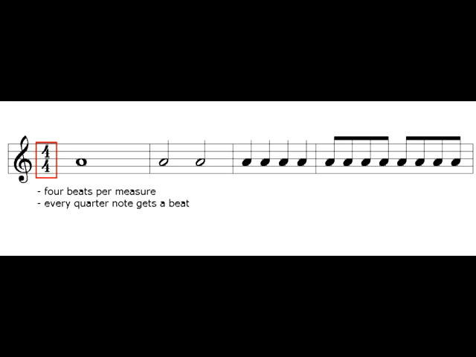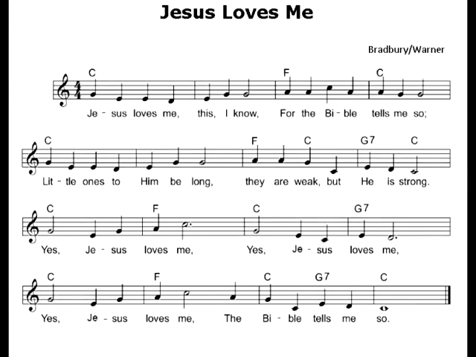The upper number tells us that each measure gets 4 beats. The lower number tells us that each quarter note gets 1 beat. This is probably the most common time signature in modern music. Other time signatures such as 3/4 time, 2/4 time, and 6/8 time will be discussed in a later lesson.